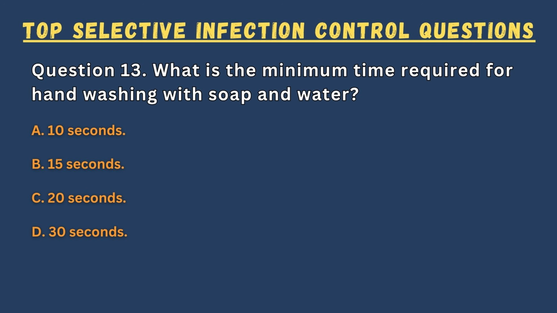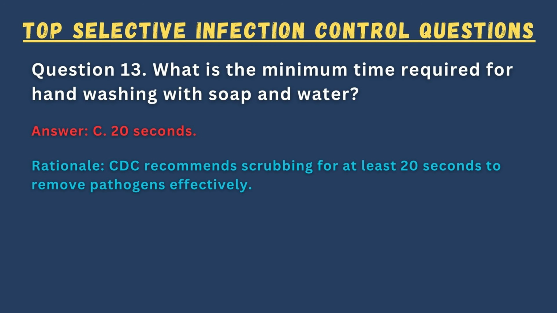Question 13. What is the minimum time required for hand washing with soap and water? A. 10 seconds. B. 15 seconds. C. 20 seconds. D. 30 seconds. Answer. C. 20 seconds. Rationale. CDC recommends scrubbing for at least 20 seconds to remove pathogens effectively.